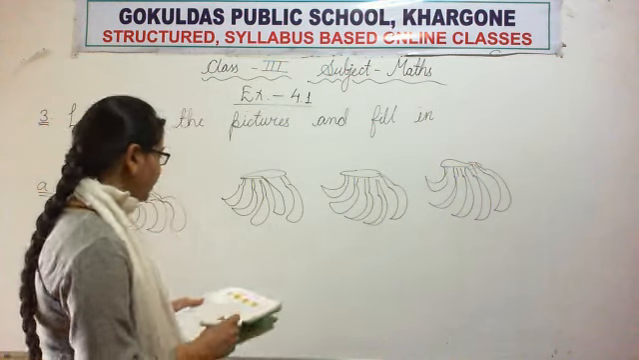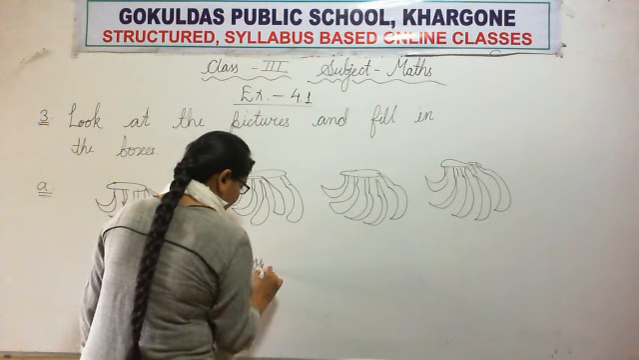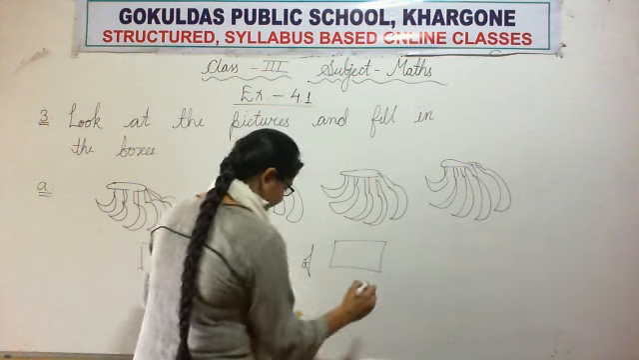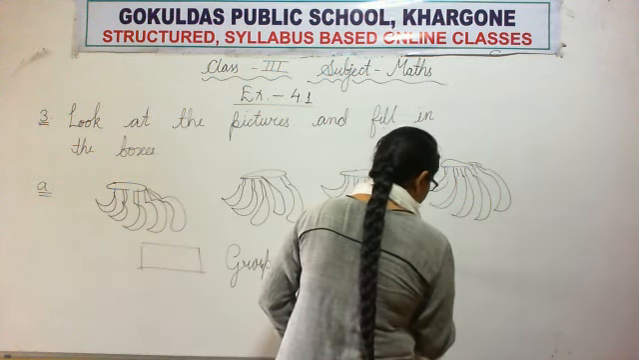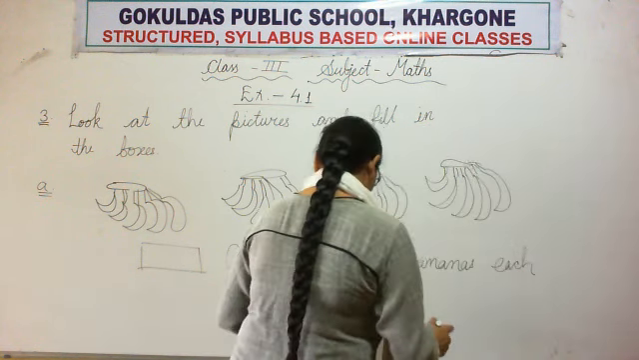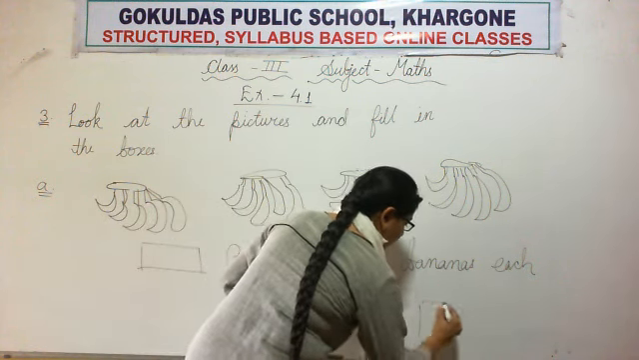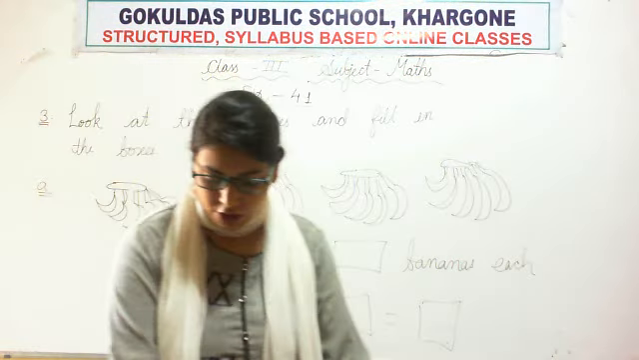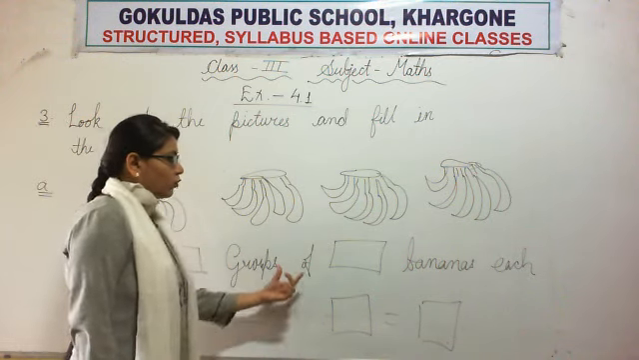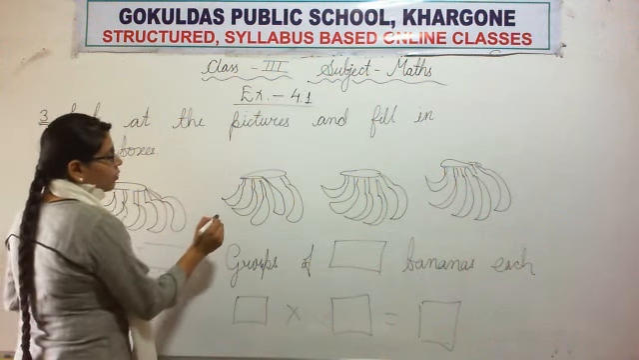Okay, so the question is like this: blank groups of blank bananas each. So now, blank into blank is equal to blank. So this is how our question looks. Now, groups of blank bananas each. It means we have to write the information by observing the question.